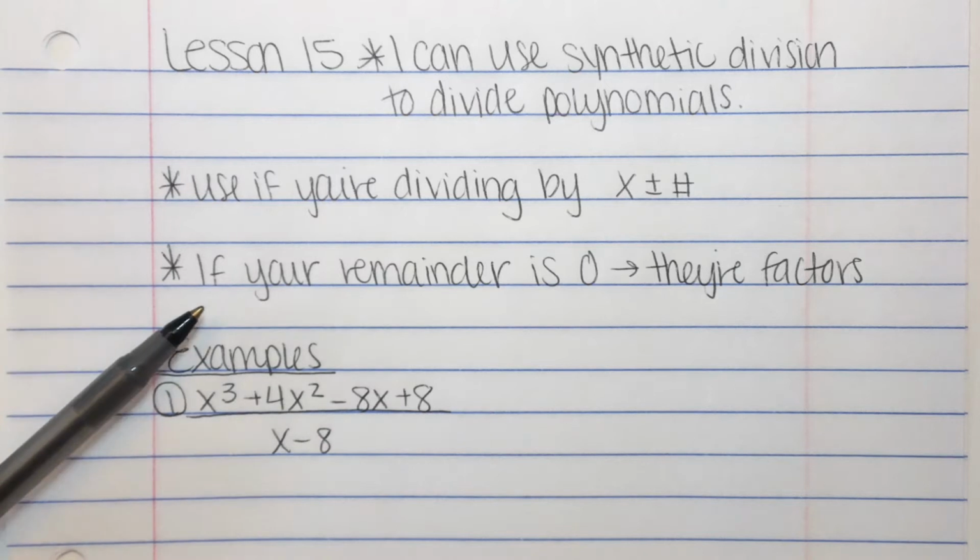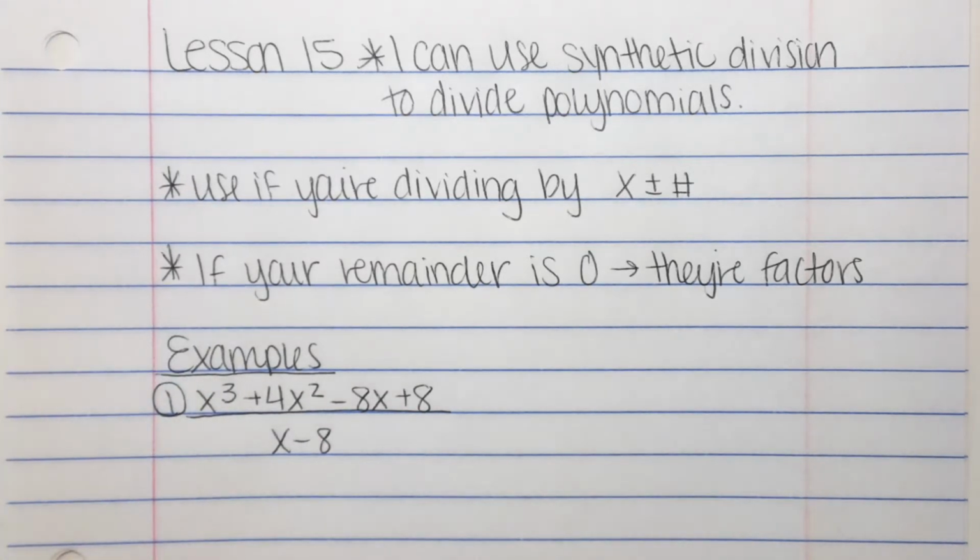Remember, if your remainder is 0, that means that you found factors, okay? Just like if you do 8 divided by 2, you get 4 with a remainder of 0. That means that 2 and 4 are factors of 8. So the same is true with our polynomials. We talked about that yesterday.